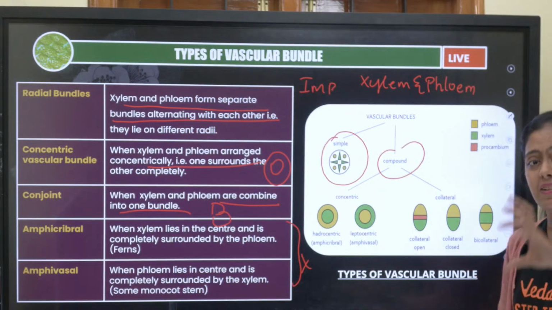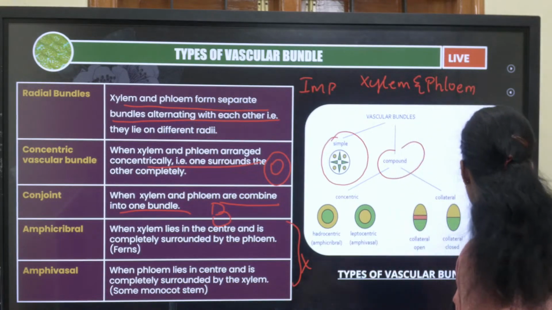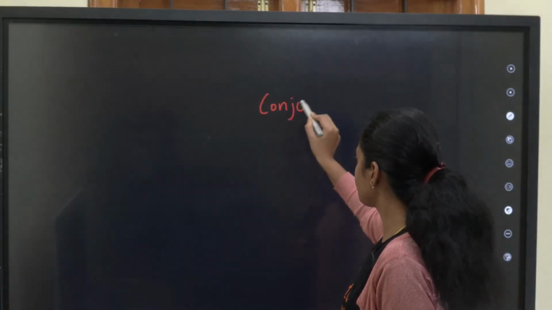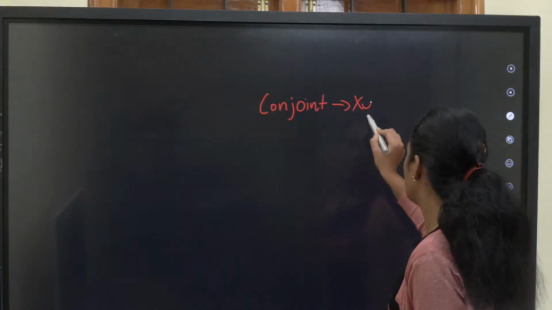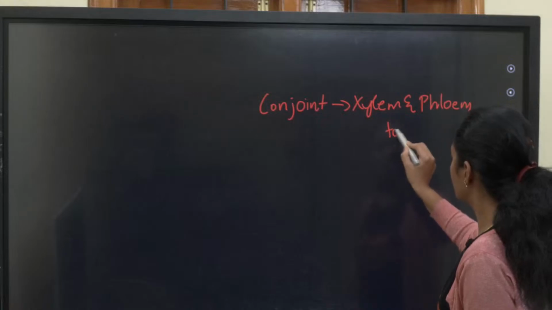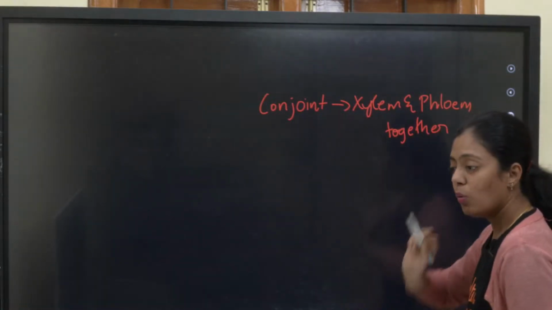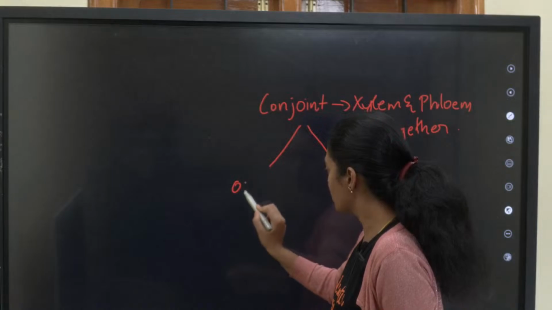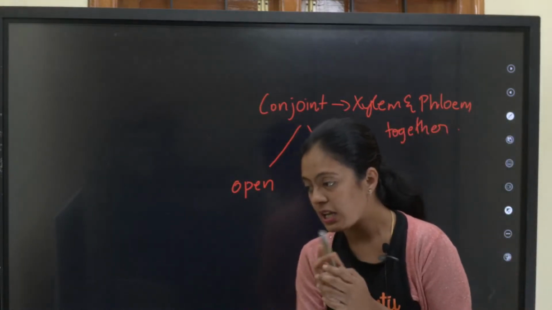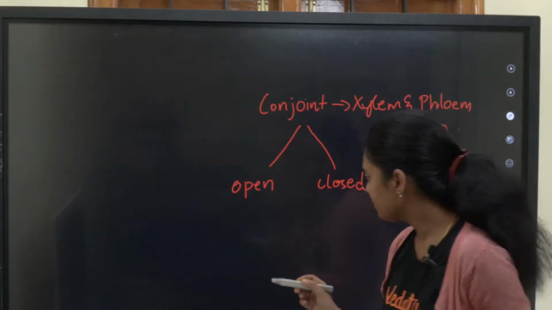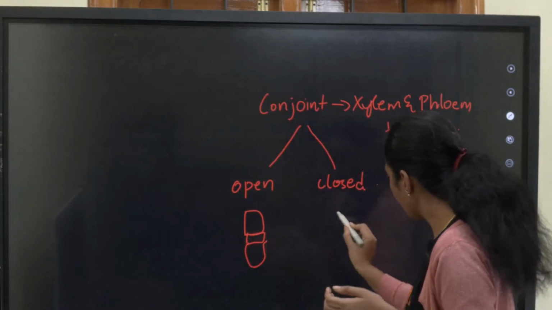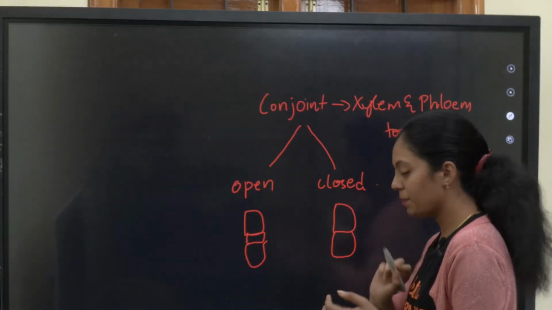Okay, in conjoint there are two types, open and closed. Can anyone tell me what is conjoint open and what is conjoint closed? Conjoint means xylem and phloem together. What do you mean by open and what do you mean by closed? Yes, what is conjoint open, what is conjoint closed? At least by seeing this picture.